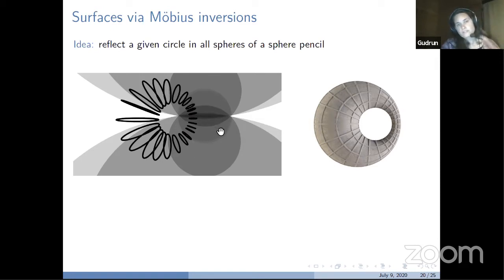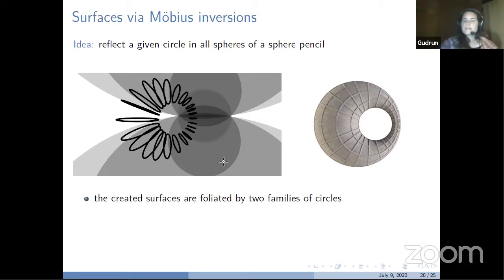So the grayish spheres form a sphere pencil, and I start with one black circle here and transport the circle through the sphere pencil by reflecting in all the spheres. And if I do that with all the spheres in the pencil, then I end up with this kind of surface here. You see, we have one family of black circles lying on that surface. But due to our construction, we also obtain a second family of circles, namely the horizontal ones that you can see. So what we did is we created special surfaces, namely surfaces that are foliated by two families of circles.